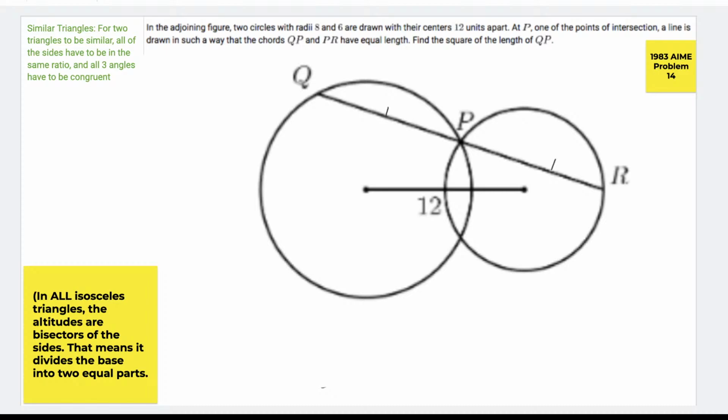So there's a property that in all isosceles triangles, if you draw an altitude to the base, it's also a bisector of the side of the base, and it bisects the angle on top. That means it divides the base into two equal parts. So let's go isosceles triangle hunting and then apply similar triangles. Let's just connect the points to the center and hope we find something clever.